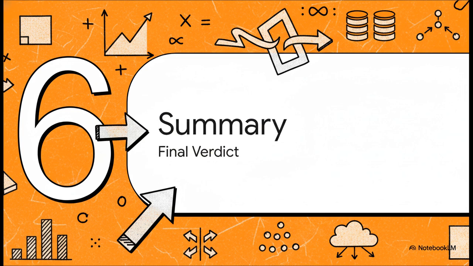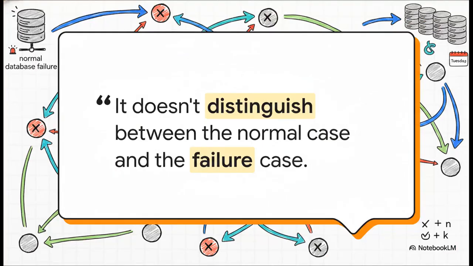Let's wrap this all up. Summary and final verdict. We've covered a tremendous amount of ground here today, from quorum math to request hedging, the complexities of sibling conflicts, and global routing. Let's distill all these mechanics down into a final takeaway. So the crucial point is captured beautifully in this quote from the text. At its core, the resilience of a leaderless system comes from the fact that it doesn't distinguish between the normal case and the failure case.